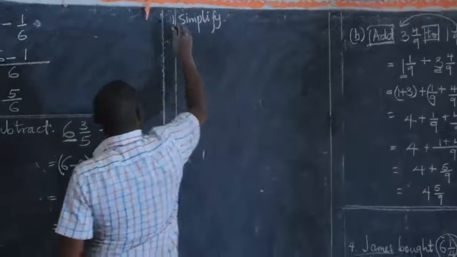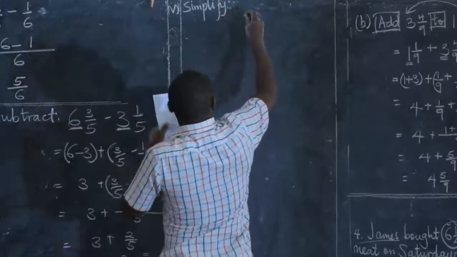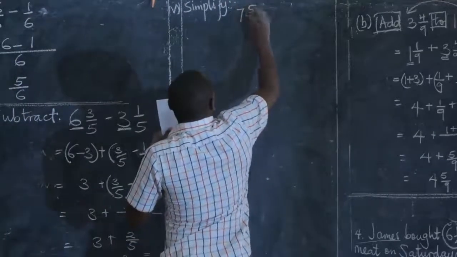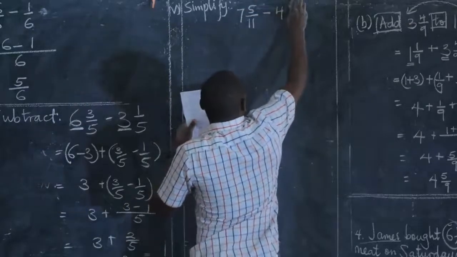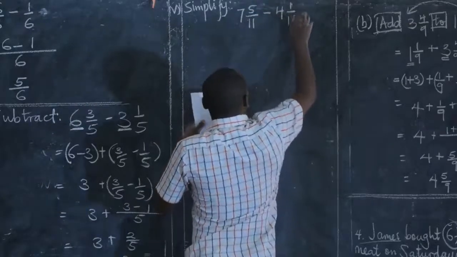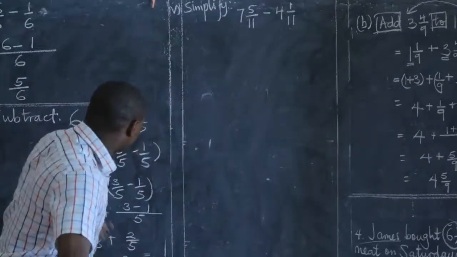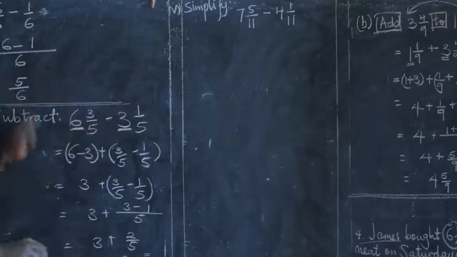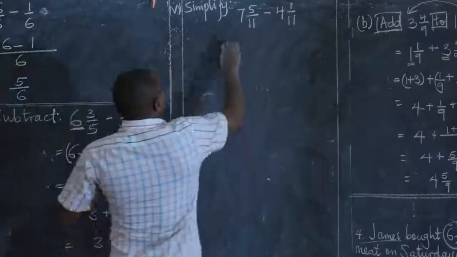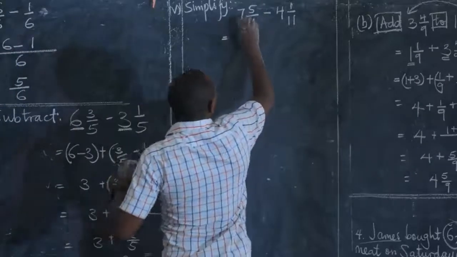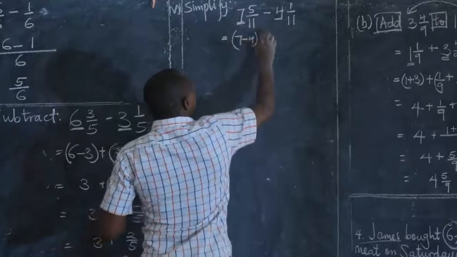This is our example 5. And this is 7 and 5/11 minus 4 and 1/11. Just as I have done this one. Hope you are now watching. Look at this one and you look at what I'm going to do here. Please subtract the whole numbers. 7 minus 4, okay? 7 minus 4, correct?